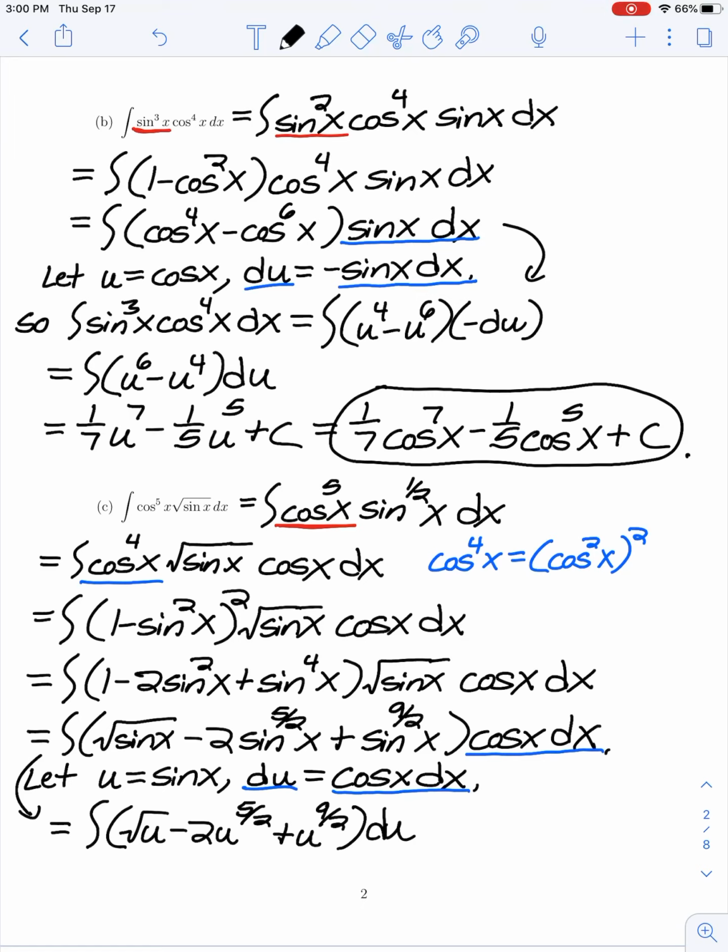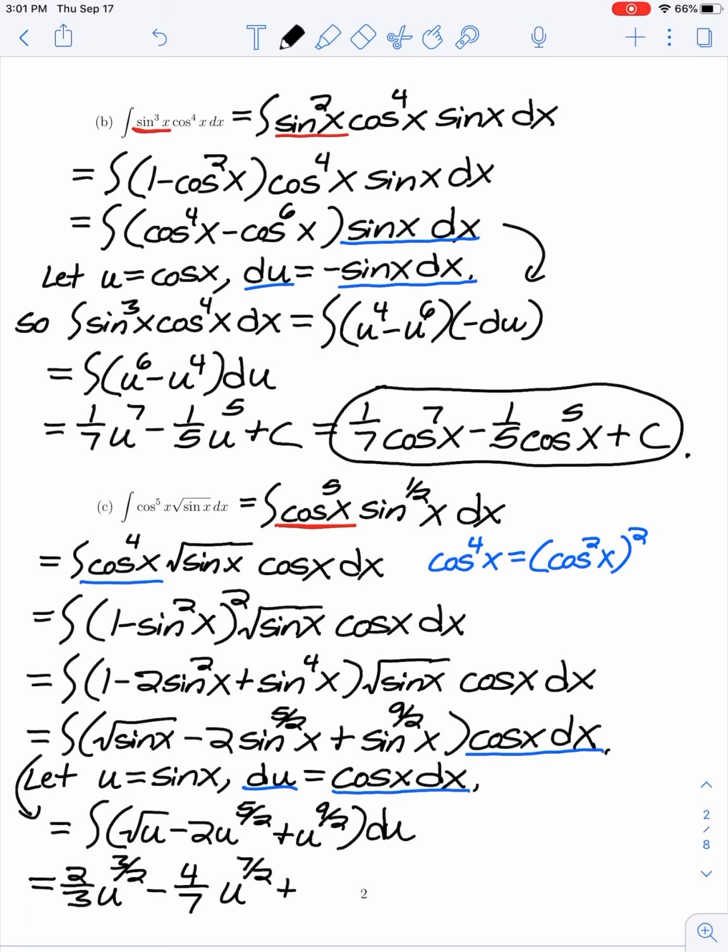And this expression I know how to integrate. The antiderivative of the square root of u would be 2/3 u to the 3/2 power. We then have minus 2 times the antiderivative of u to the 5/2, which would be u to the 7/2, and then dividing by 7/2 would be equivalent to multiplying by 2/7. So since we had a constant 2 out in front, our 2 times that 2/7 becomes a 4/7.